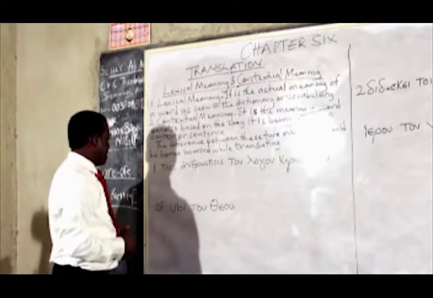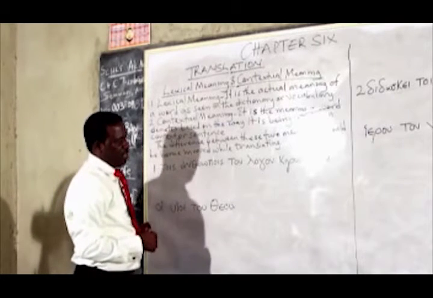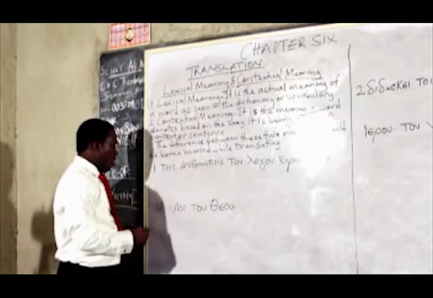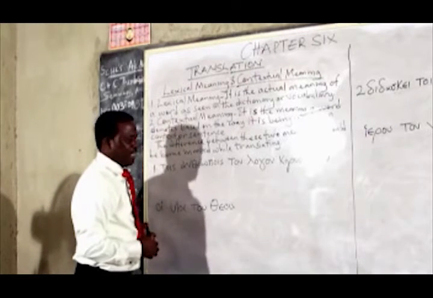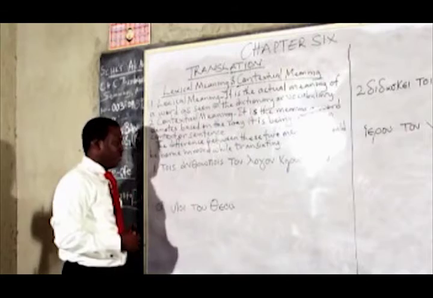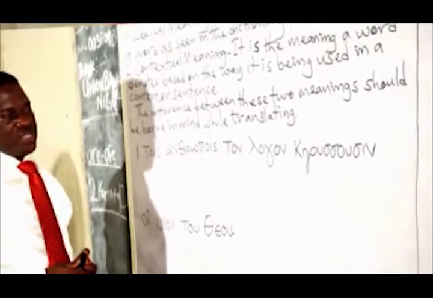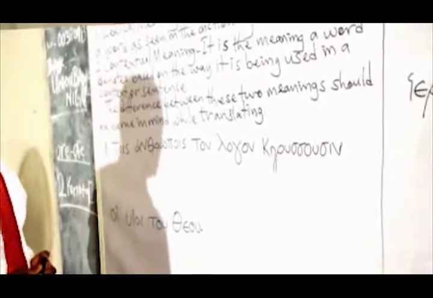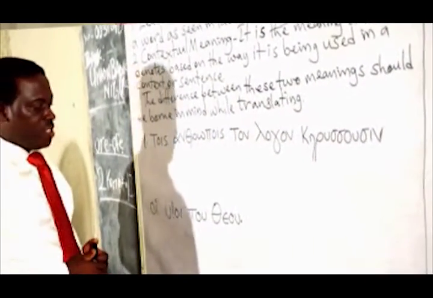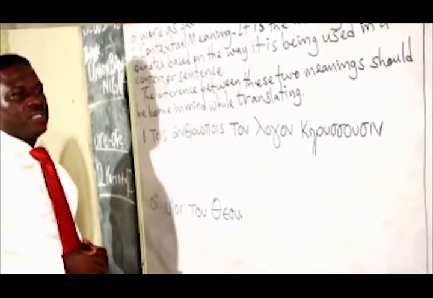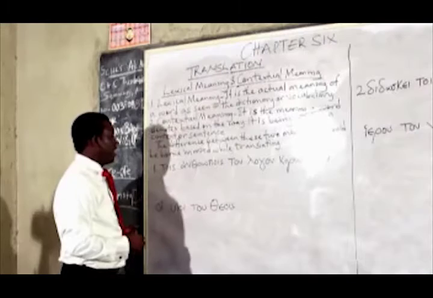The first sentence is tois anthropois ton logon kerussousin hoi huioi tou theou. It's a sentence in Greek. I take the reading again. Tois anthropois ton logon kerussousin hoi huioi tou theou. How can we translate this into English?